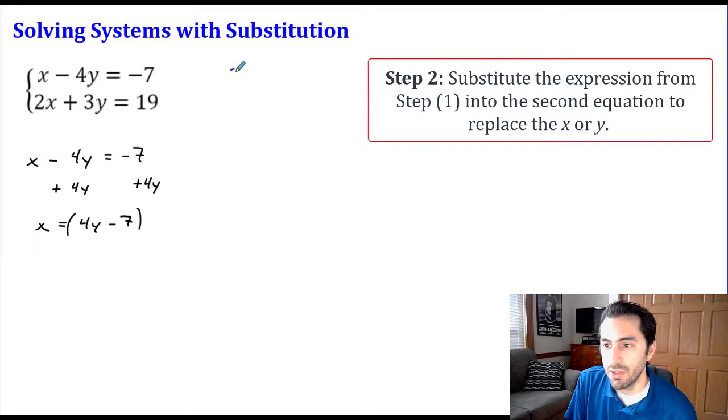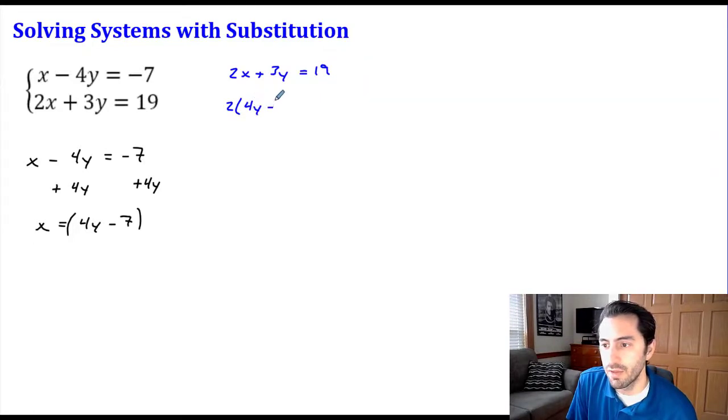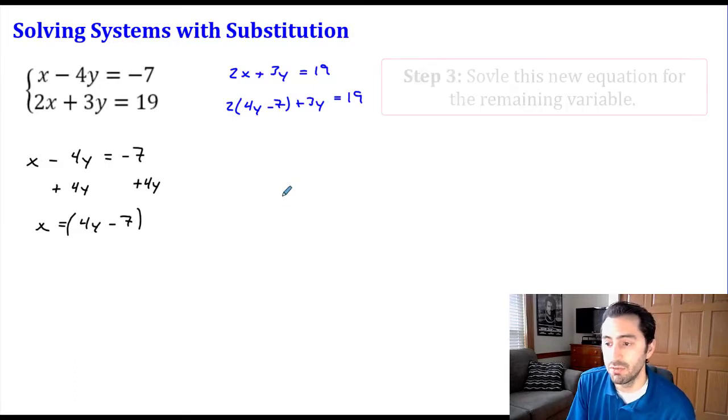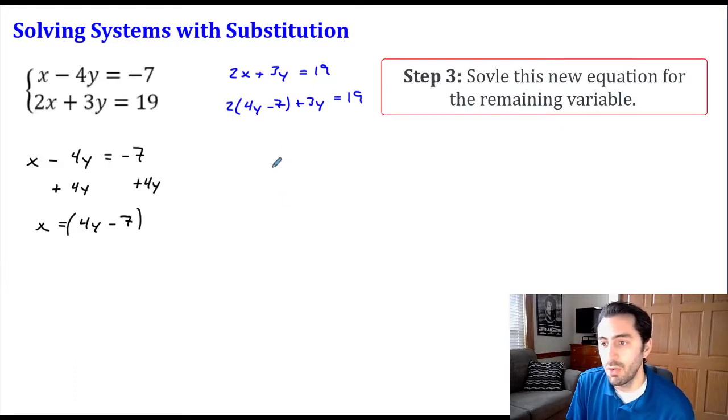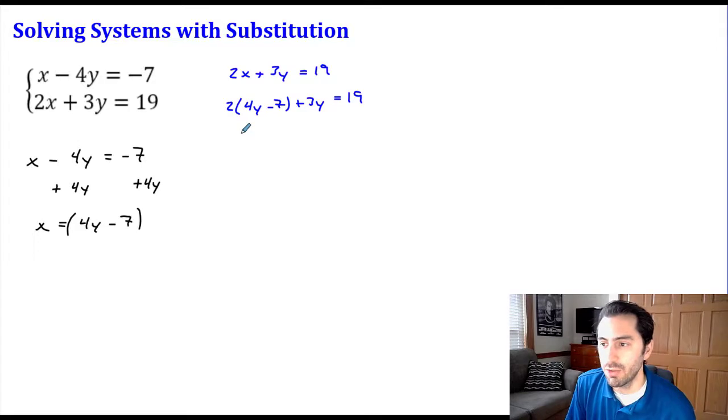So the second equation, 2x plus 3y equals 19. And now instead of x, we're going to substitute in this expression that we found, 4y minus 7. And then we still have the plus 3y is equal to 19. So with that substitution, we now have an equation where the only variable is y's. And since it's the only variable, we can actually solve for it. So we'll just go through that process quick.